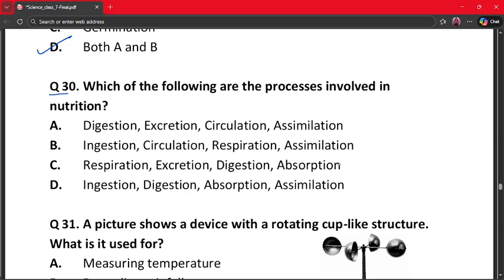The correct answer is option D. So nutrition starts with ingestion, then digestion breaks food down, absorption sends nutrients into blood, and assimilation uses nutrients in cells. So option D is the correct answer.